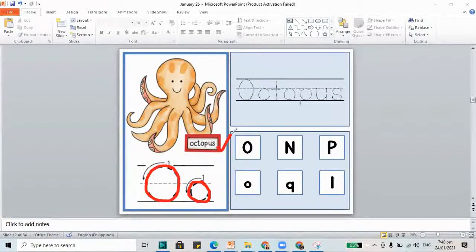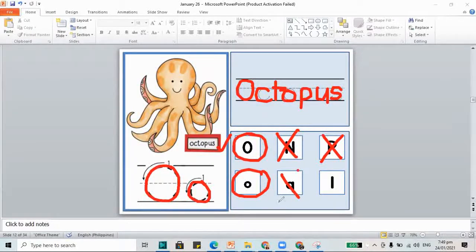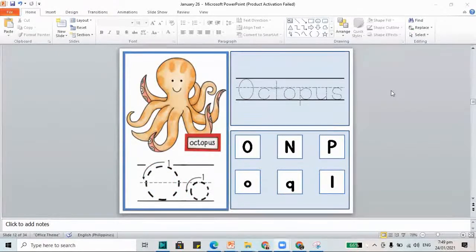And O is for the octopus. The letters in the word octopus, we have O, C, T, O, P, U, and S. We have the word octopus. And how about for the letters? Let's look for capital and lowercase o. Let's circle them, mark an X on the letters that are not O. This is capital O, this is N, this is letter P, this is lowercase o, this is letter Q, and this is L. We found all our letter O's, capital O and lowercase letter o. And O is for the octopus.